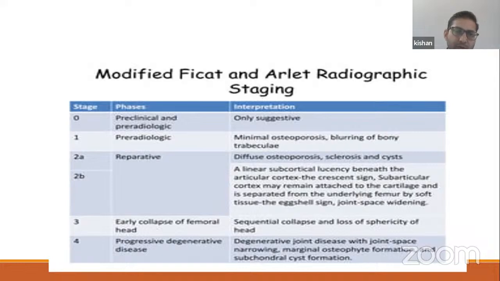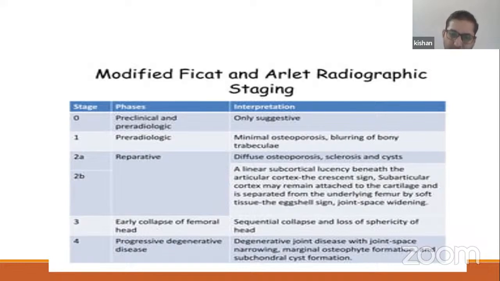The bone tries to repair the damaged cells. Damage happens in the femoral head. Stage 2 is where we can see diffuse osteoporosis of the femoral head, sclerosis of the femoral head, and bony cyst. The empty areas of the bone we can see are the cysts in the MRI.